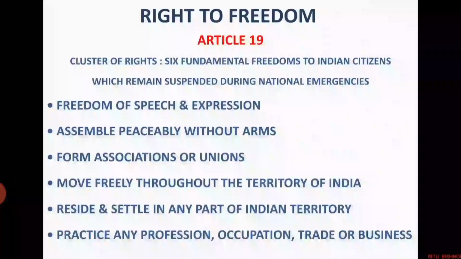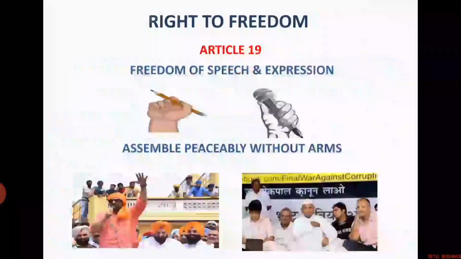The right to freedom in Article 19 guarantees six freedoms, which are freedom of speech, assembly, association, movement, residence, and trade and occupation. Freedom of speech and expression enables an individual to participate in public activities. We are free to convey our thoughts and feelings to others, and it also helps in strengthening our ability to participate in decision making. All citizens also have the freedom to assemble peacefully without arms.